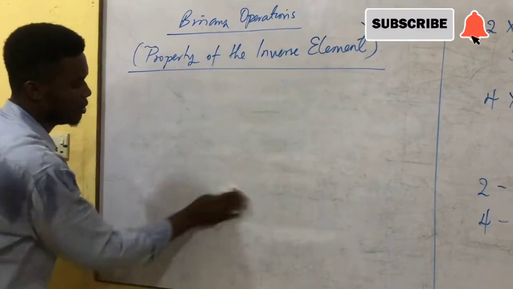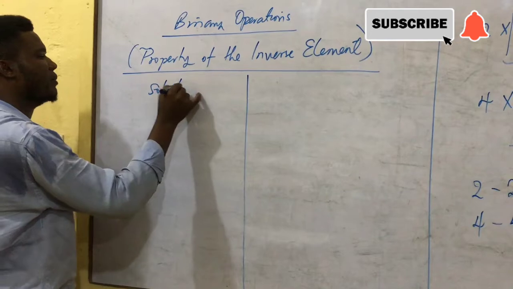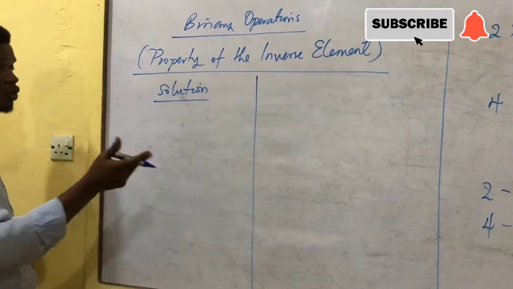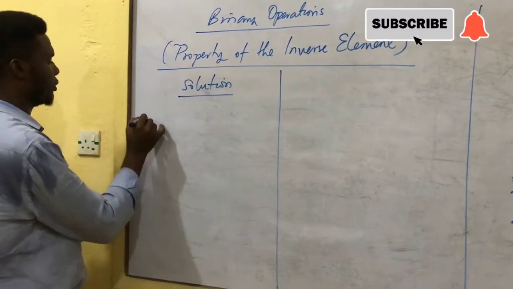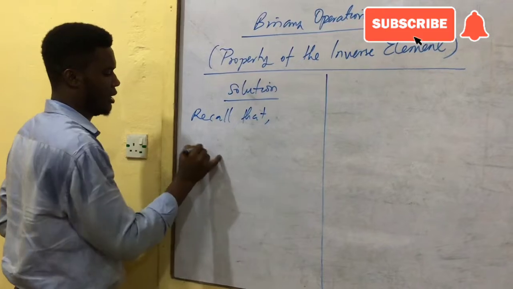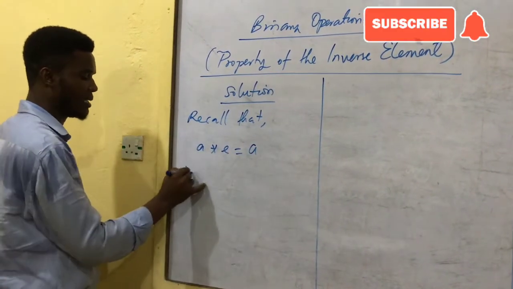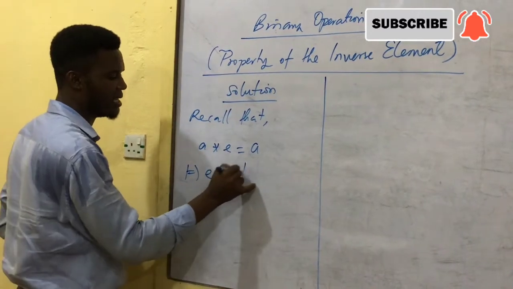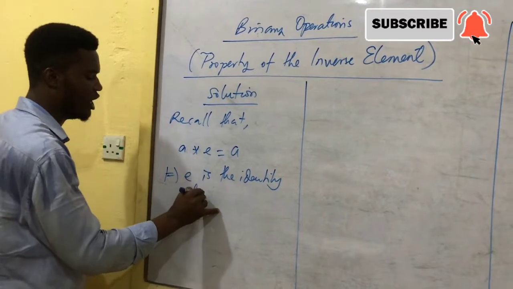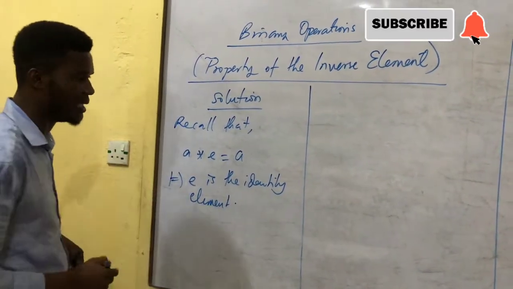Okay, quickly. So this is what I'm going to do. As a solution to the problem, let us start with obtaining the identity element. And I'm going to show you why that is needed. So recall that A asterisk E equals A implies that E is the identity element. Okay? So if E can combine with A to give back A, then E is the identity element.